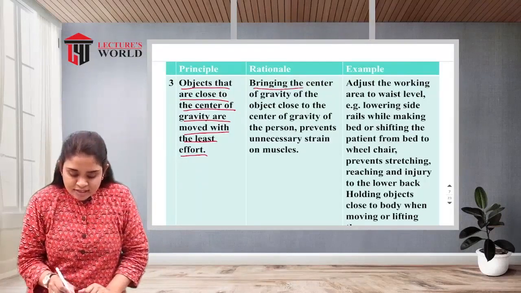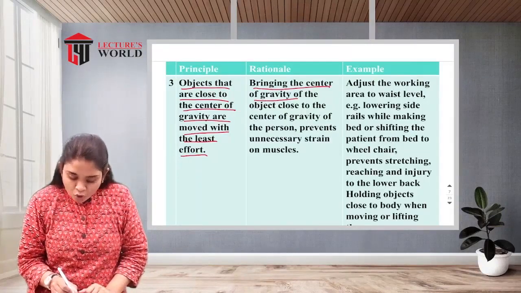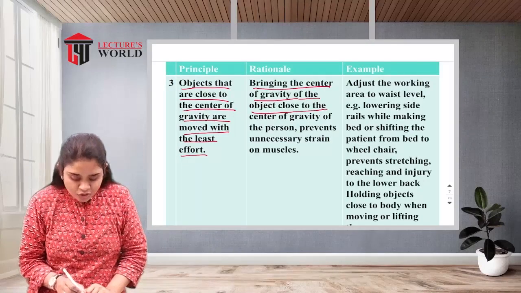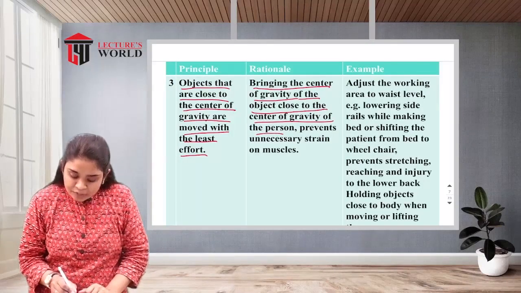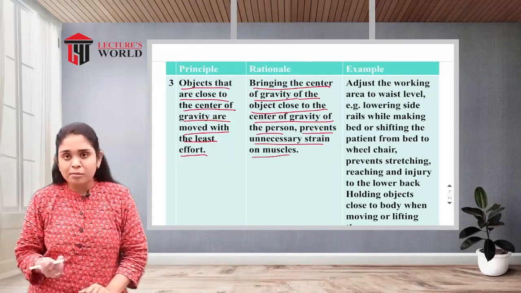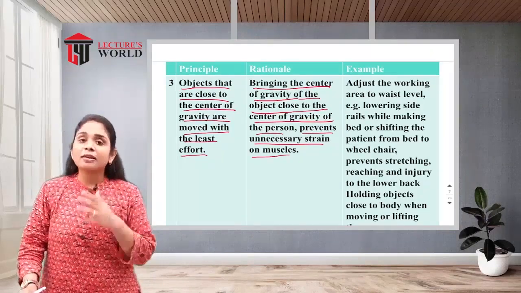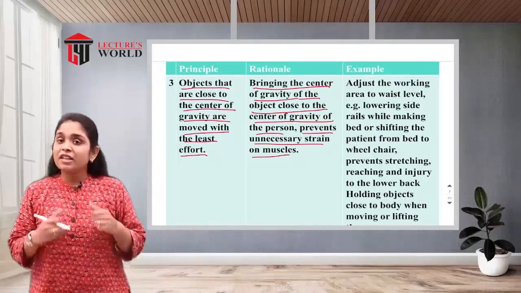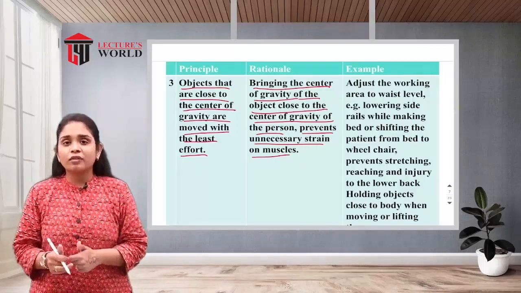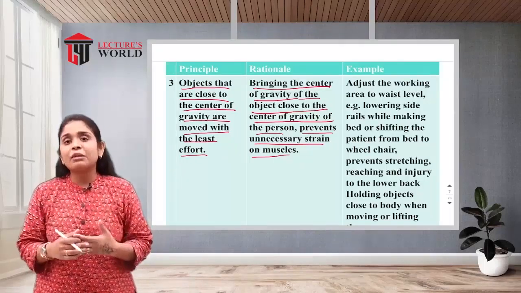So bringing the center of gravity of the object close to the center of gravity of the person prevents unnecessary strain on the muscle. Same thing, if you are taking something from the center of gravity, it takes only a small amount of energy, so less strain will be there.